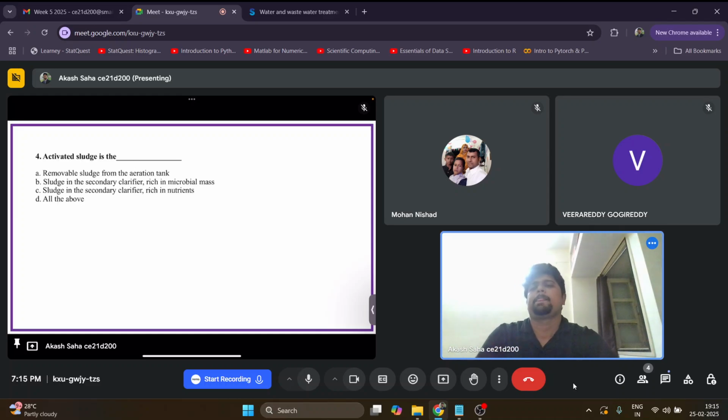Moving forward, activated sludge is the removable sludge from the aeration tank. Sludge in the secondary clarifier rich in microbial mass. Sludge in the secondary clarifier rich in nutrients. All of the above. So what do we define as an activated sludge? This is very direct.